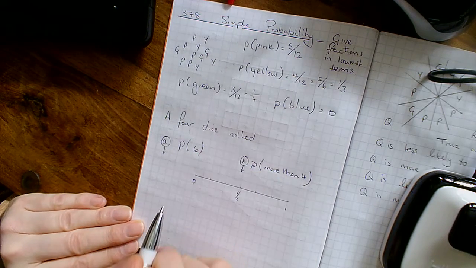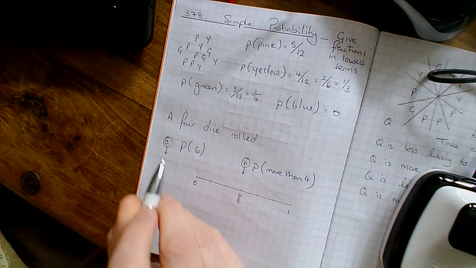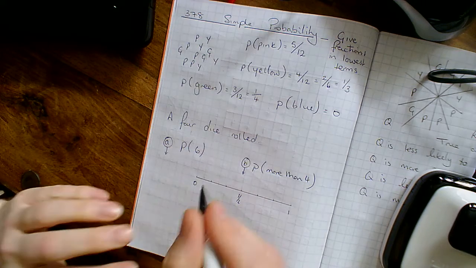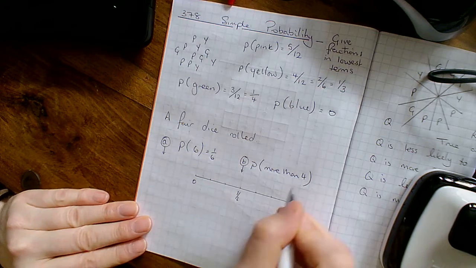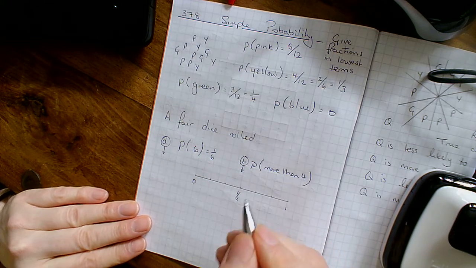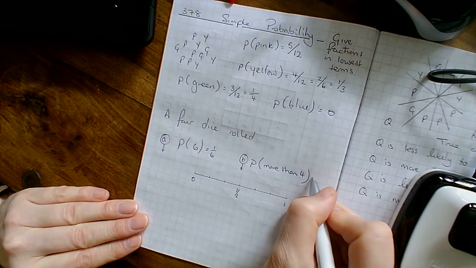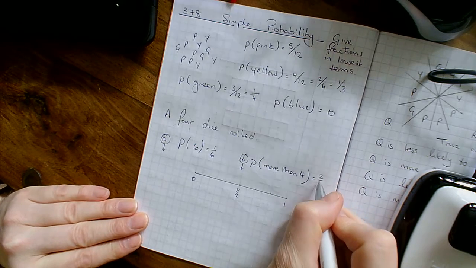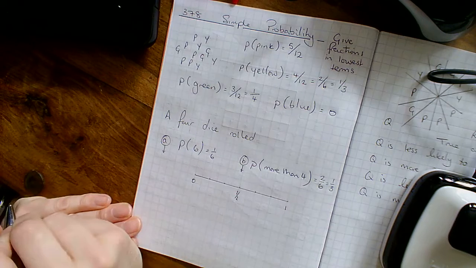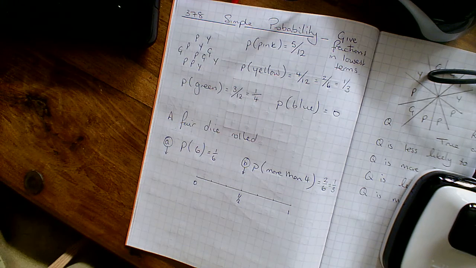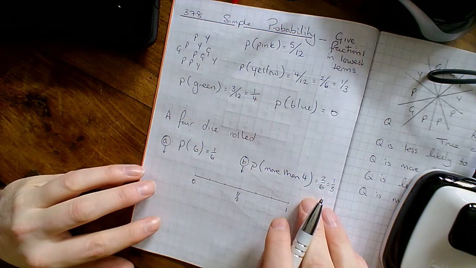The next question was a fair die is rolled. Dice, they put dice, the singular of dice is die. A fair die is rolled. The probability I get a 6 on a die is going to be 1 out of 6. The probability I get more than 4, so that'll be a 5 or a 6 on the die, is going to be 2 out of 6, which we cancel down to 1/3. So like I said, normally we don't cancel probabilities, and normally we just leave them alone. It's just another complication to get thrown in.